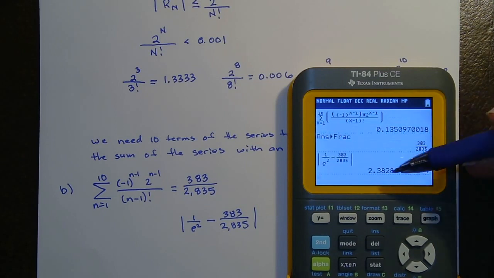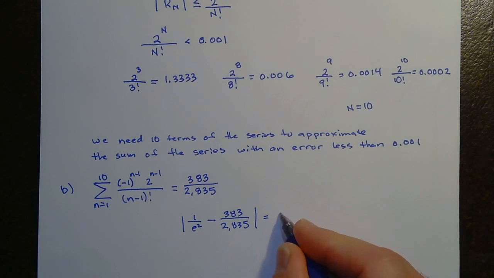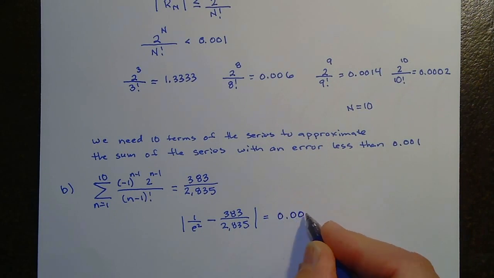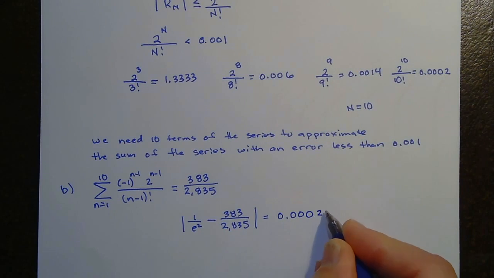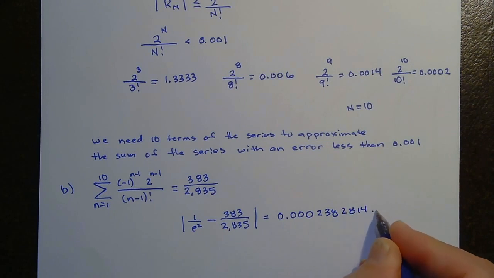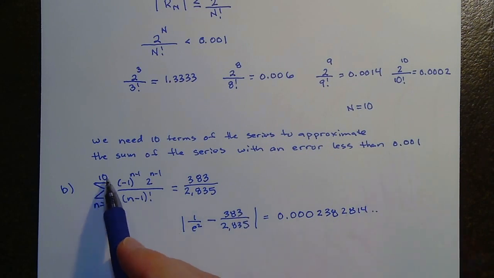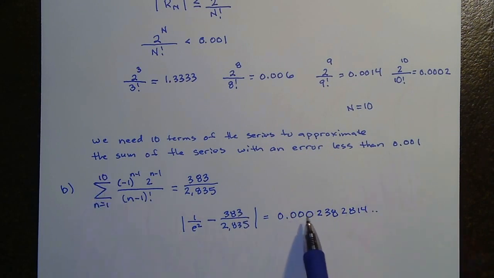Okay, so what is this? That means there's, that would be 0. So this value right here would be 0.000238281 and so on, right? But look, it's within 0.001. Now, if we'd only done the first 9 terms, it wouldn't have been this. We wouldn't be less than 0.001. So we needed 10 terms to get that close to the actual sum.